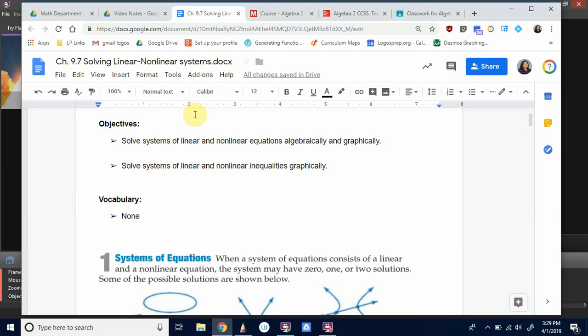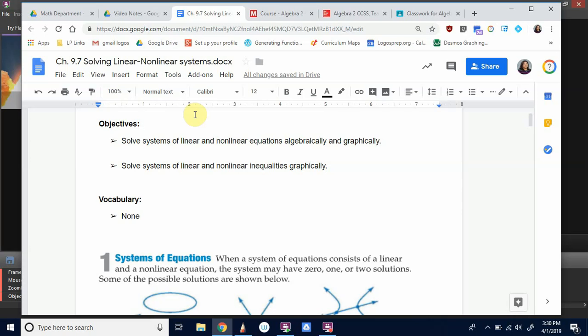Hi there, this is lesson 9.7, solving linear and nonlinear systems of equations. So our objectives are we're going to solve systems of linear and nonlinear equations algebraically and graphically. We are going to solve systems of linear and nonlinear inequalities graphically.